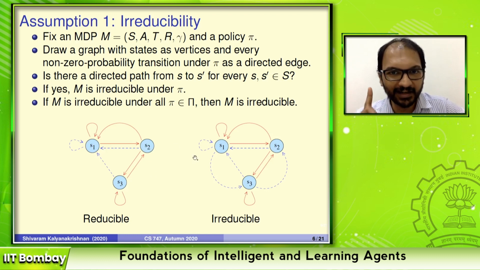Okay, so this is irreducibility, and you've already seen why we need this. Unless you're able to visit every state often enough, which basically means infinitely often, you're not going to be able to do prediction, for example, find out what its value is. So you need the assumption of irreducibility. So that's assumption number one.